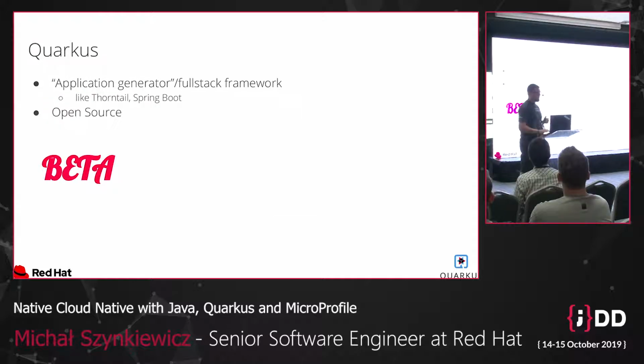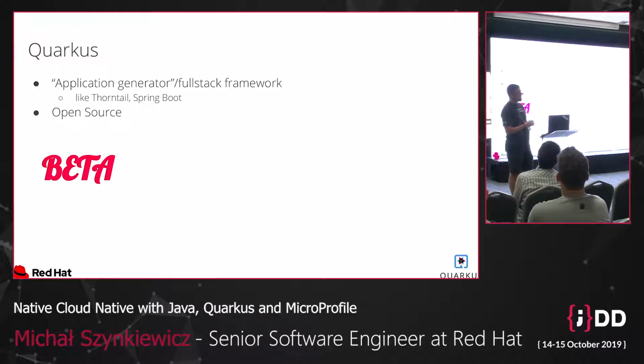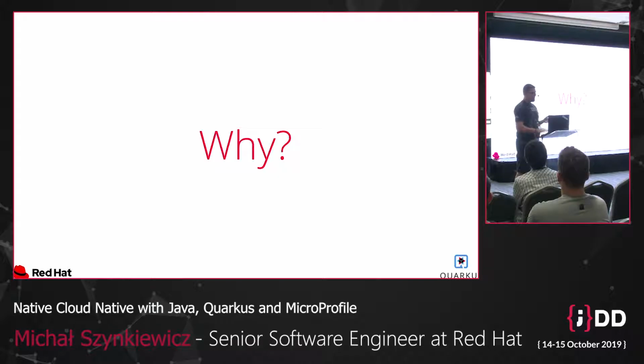What is this Quarkus? Quarkus is an application generator or a full-stack framework. You can think of it as an alternative to Spring Boot or Thorntail or whatever. It is, as everything from Red Hat, 100% open source, but it's still in beta. It doesn't have a final release yet. Let me start with a few words of motivation, why a new project in this field has been started.